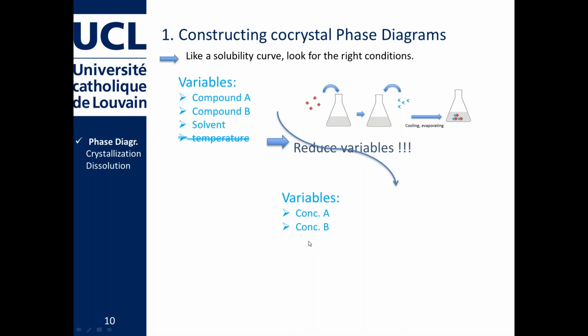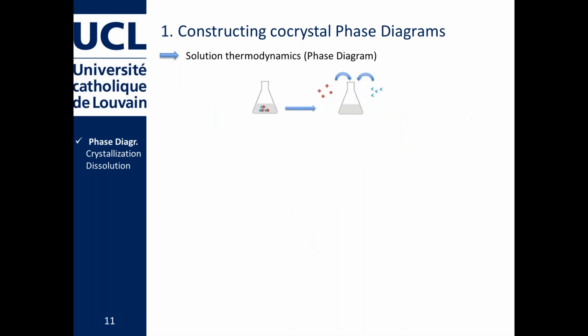This leaves me with two variables, in which case I can easily plot what we call an orthogonal diagram. So I'm going to present this in a constructive manner. Don't forget what we have now: compound A, compound B, amount of solvent, but I'm going to express this as concentration of A and concentration of B. So on the y-axis, I'm going to put the concentration of B. On the x-axis, I'm going to put the concentration of A.